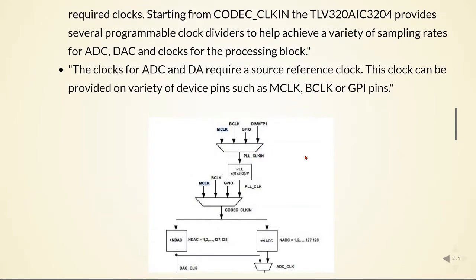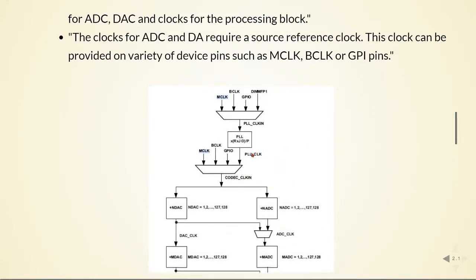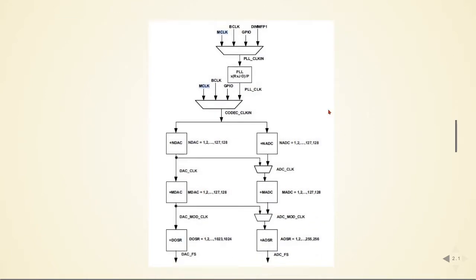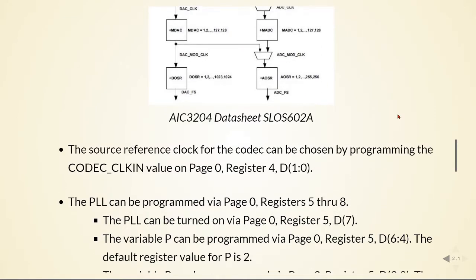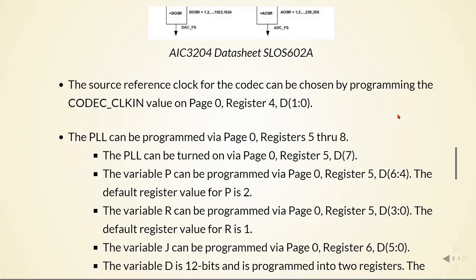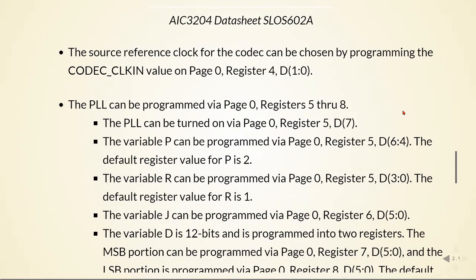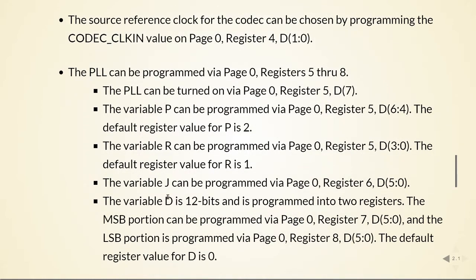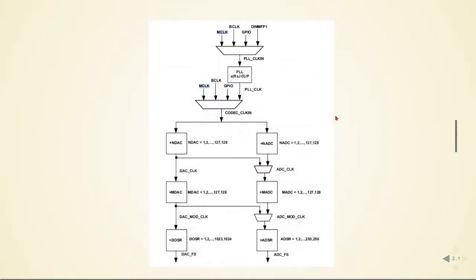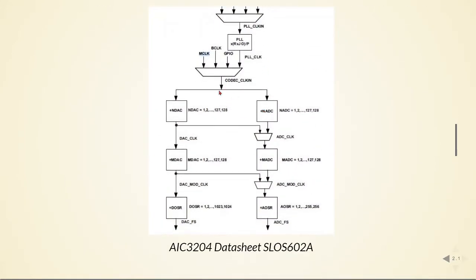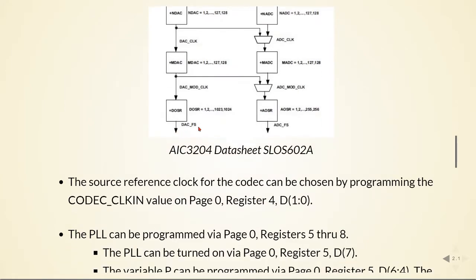This is where we select which clock we are using, which reference signal we are using. Also the PLL can be programmed in page 0, registers 5 to 8. In register 5 we can turn the PLL on and off. Then in registers 6 and 7, we can change the values of the P register, the R register, the J, and the D, and we have some formulas to calculate how to achieve the final sampling rate.